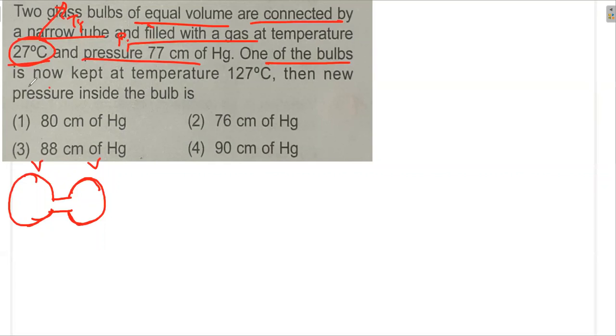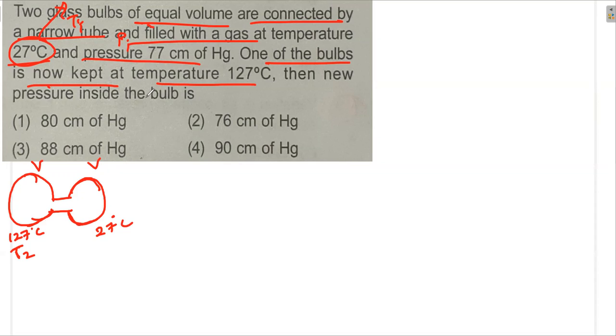One of the bulbs is now kept at 127 degrees Celsius. Let's say this is 127, so this is the new temperature, T2. And this will still remain 27 degrees Celsius. One of the bulbs is kept at 127. Then what is the new pressure inside the bulb?